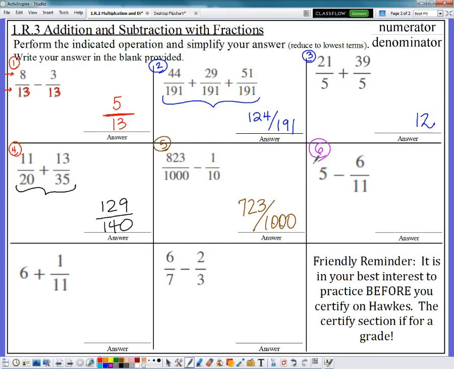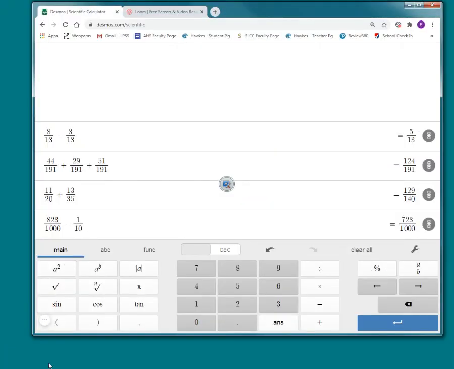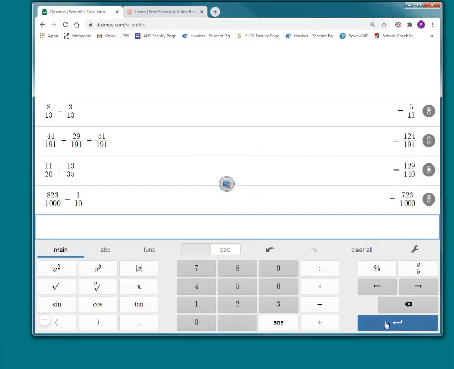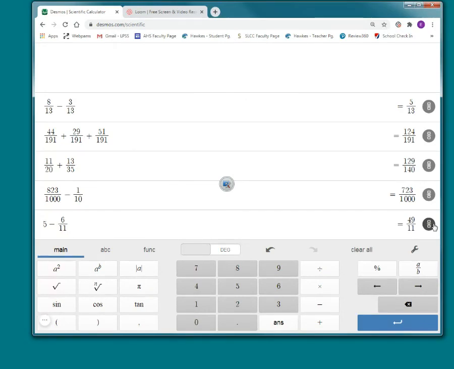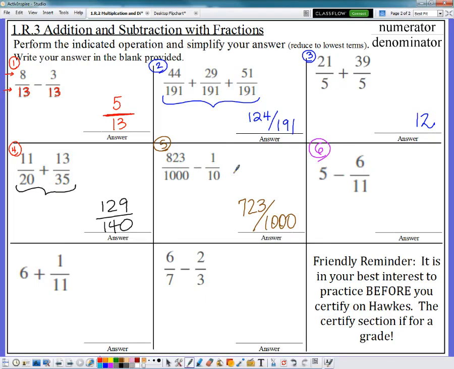All right, moving on to number 6, we have 5 minus 6 over 11. So we have 5 minus 6 over 11. And we get 49 over 11.